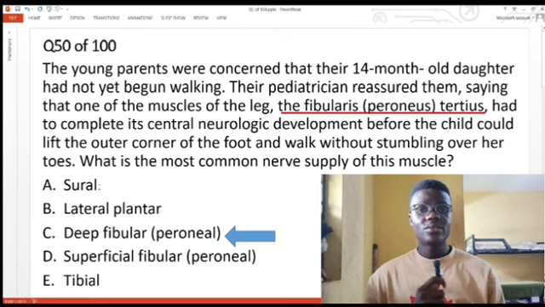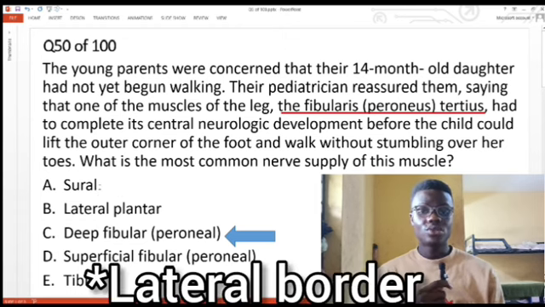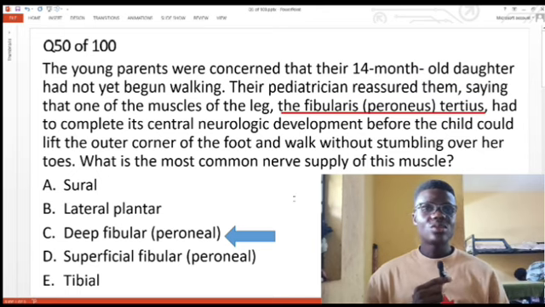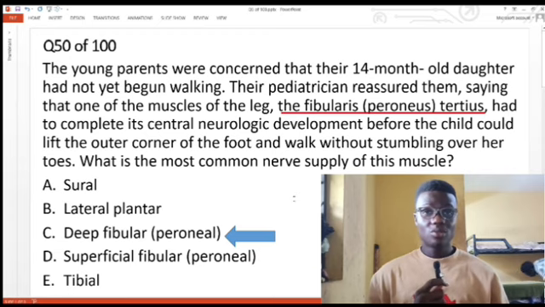The sural nerve gives cutaneous innervation to the lateral border of the dorsum of the foot. Basically, that's what it does. It does not have any muscular supply. It also gives cutaneous innervation to the skin on the upper two-thirds of the lateral leg. So the skin on the upper two-thirds of the lateral leg and the lateral border of the dorsum of the foot are all supplied by the sural nerve.